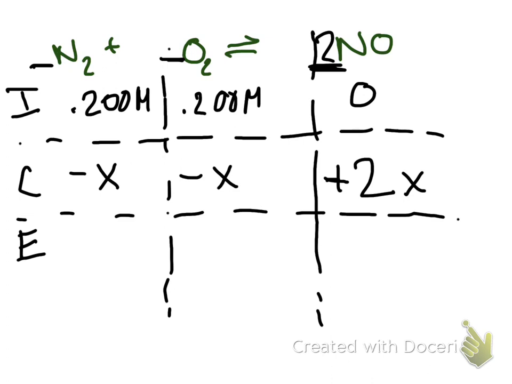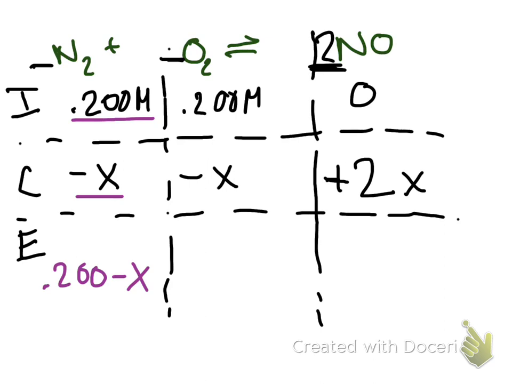So now we need to write our equilibrium. What do we have at equilibrium? Well, at equilibrium for nitrogen, we have 0.200 minus x, right? We start with 0.200, the change is negative x, so x nitrogen reacts, so x nitrogen is no longer there, so we lose that much nitrogen.